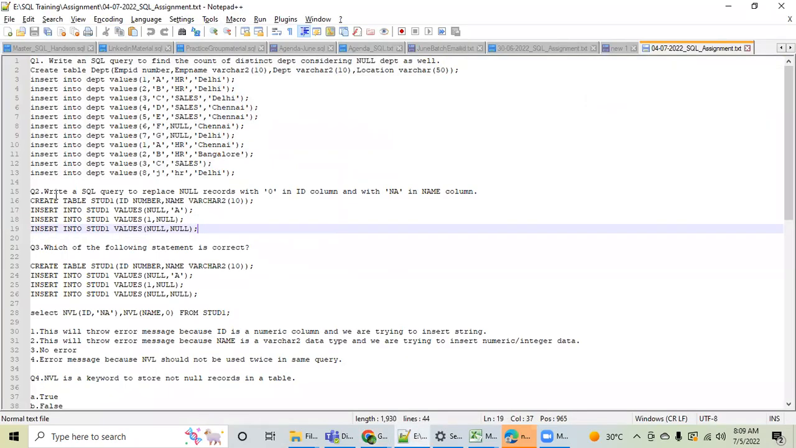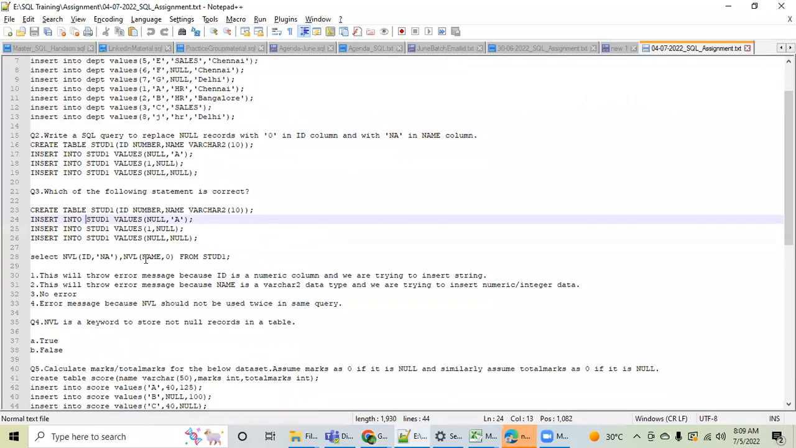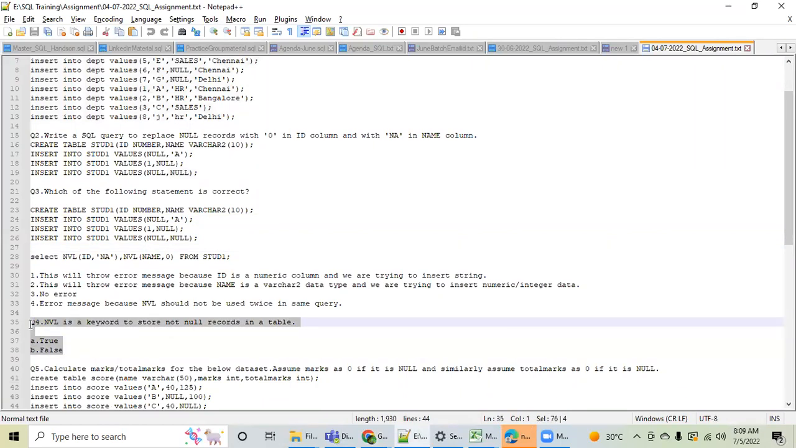No, good. Thank you. Question number 2, 3, most of you have done it correctly. Question number 4. NVL is a keyword to store not null records in a table. Is it correct? False. Why is it false? So NVL is used to replace all the null values in the playground, not in the actual database. So NVL is not going to store anything. It is just for display purposes.